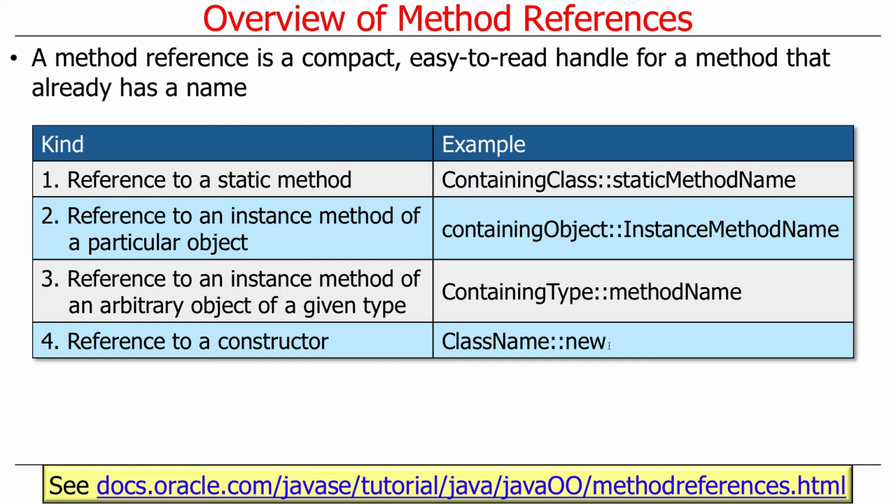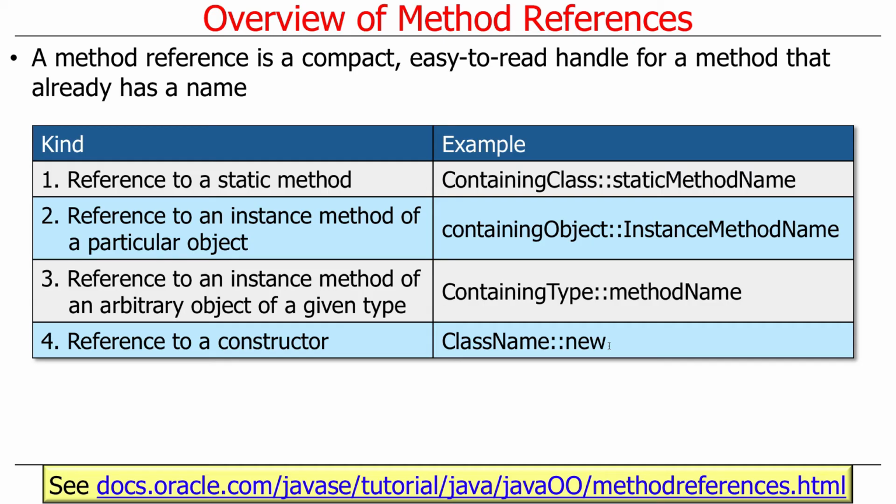You can also have a reference to an instance method of a particular object. If we have a given object, we can refer to an instance method. An instance method is simply a non-static method, that's what it is by default. You can also have a reference to an instance method of an arbitrary object of a given type. And finally, we can also have a reference to a constructor, which is called a constructor reference. Surprise, surprise. You can read more about the concepts in the link down below.